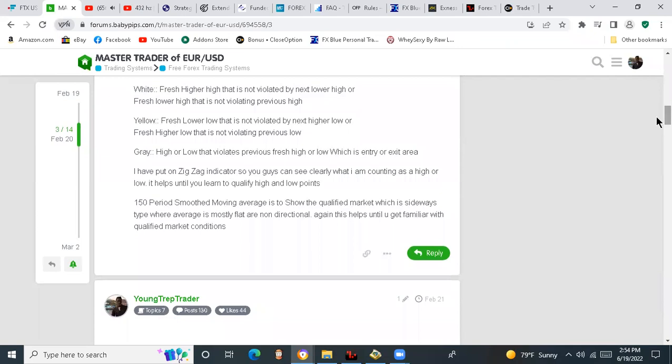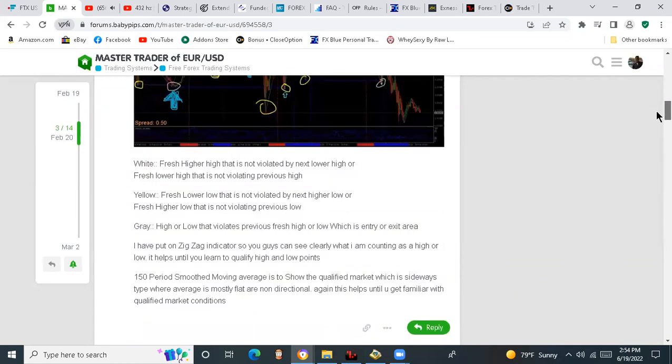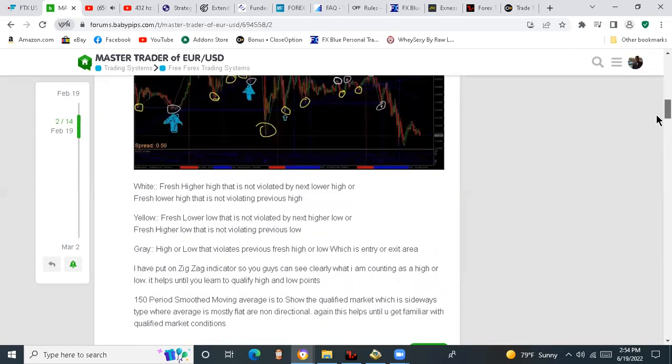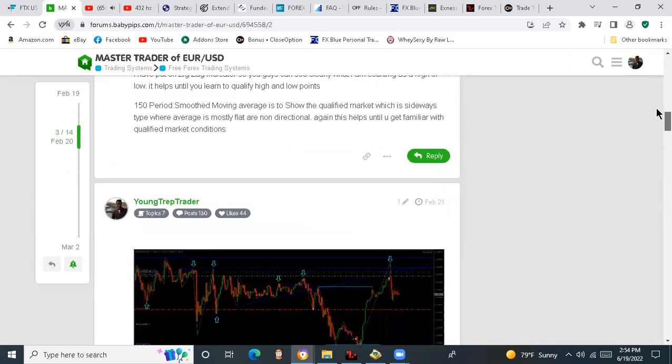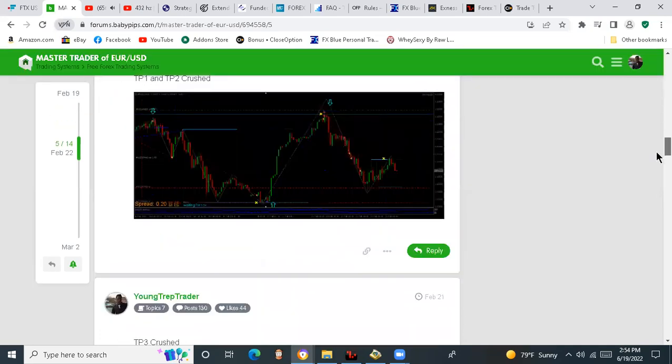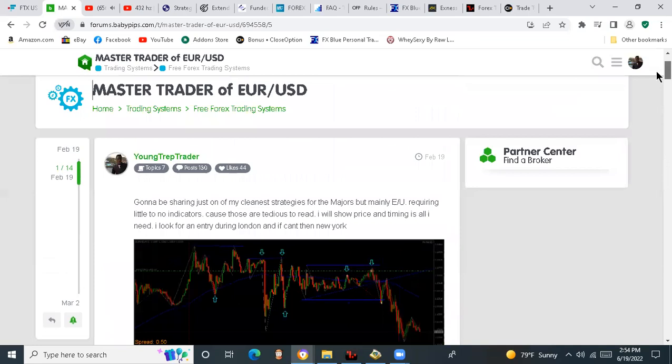I use zigzag and a 150 period moving average just to show the qualified market, which is pretty much a sideways, non-directional market. It helps you get familiar with the qualified market conditions, and the zigzag indicator is there so you can see clearly what I'm counting as a higher low. Other than that, you can look at your own higher lows and things like that. Let's go into the charts, and you can look at the post there.